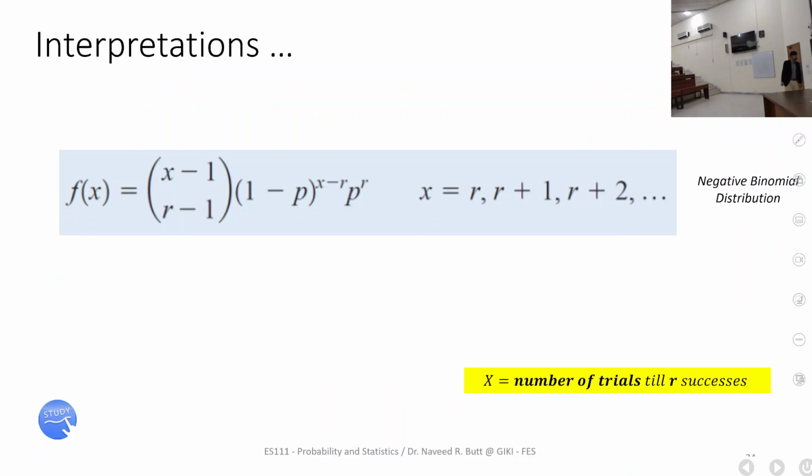Third one, what if your question is number of trials still are successive? What it's saying is, if x is 5 and r is 3, you're saying what's the probability that it will take me 5 trials to get 3 successes? Yes? So here is the negative binomial distribution. Again, 2 variables here. Yeah, and what happens now?